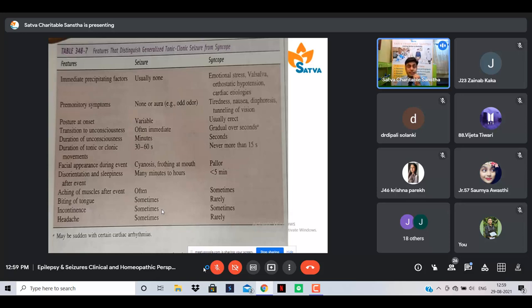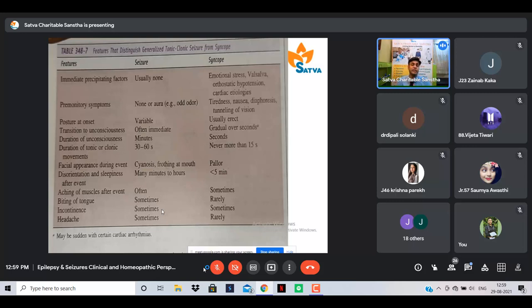Or there is a loss of blood supply to a particular part of the brain and it is a transient phenomenon. Then only you get it. Or especially when there is a brief spell of vertebrobasilar insufficiency, okay. But usually incontinence is more common in seizure and headaches are more common in seizure. So this is a brief differentiation between a seizure and a syncope.